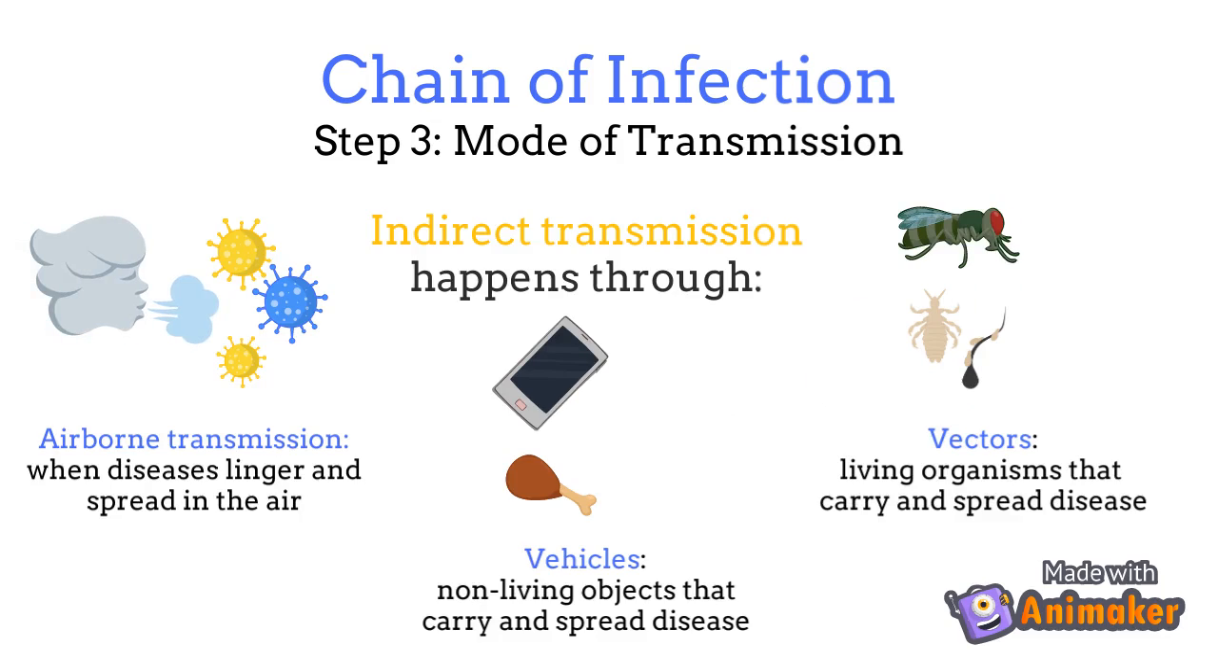Indirect transmission happens through airborne transmission, when diseases linger and spread in the air, vehicles, non-living objects that carry and spread disease, and vectors, living organisms that carry and spread disease.